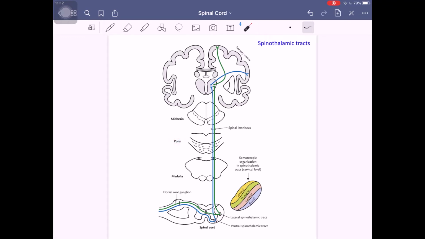Now it is going through the pons. So through the pons also. So you will find spinal lemniscus even in the pons also. Then it will go through your midbrain. So there also you will go through the midbrain. So here also you will find your lemniscus.